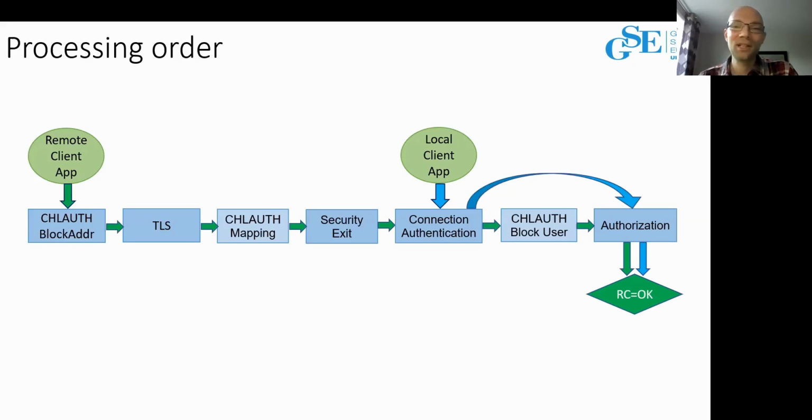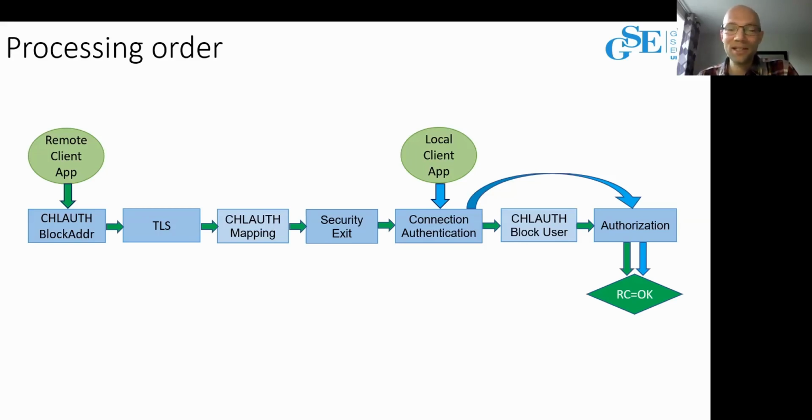First of all, it's going to look at the channel authentication rules, and it will specifically look at the block address rules to check if the IP address and the host name that the connection is coming from has been specifically blocked. And if it has, then the connection won't get any further than that. And I think actually you'll get a return code similar to host not available rather than not authorized at this point. It will just stop the connection.